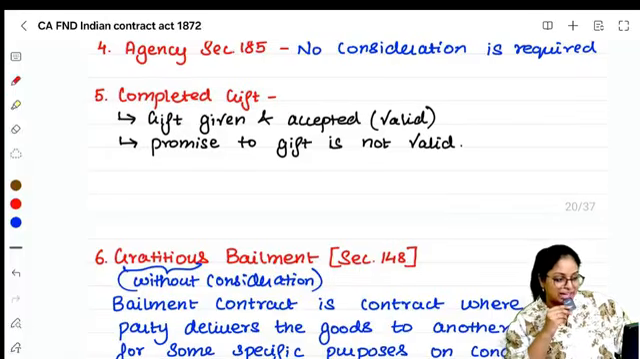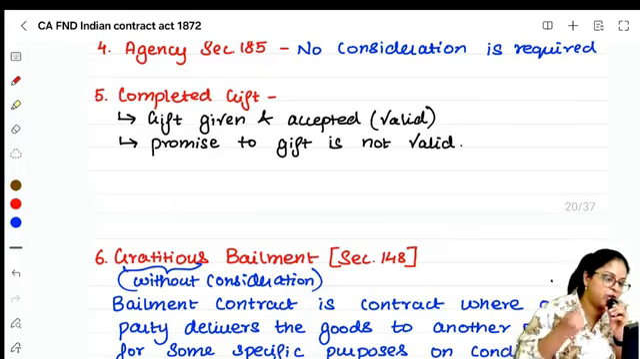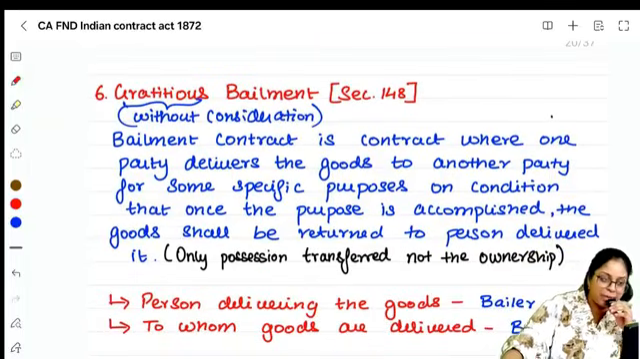Similarly, completed gift, it's the pen drive example, right? In a completed gift, you go to somebody's marriage, you give them a gift, do you expect anything back in return? No, we don't expect anything back in return. Because the nature of a gift itself is that it will be one sided. Next is gratuitous bailment. What do you mean by gratuitous bailment?